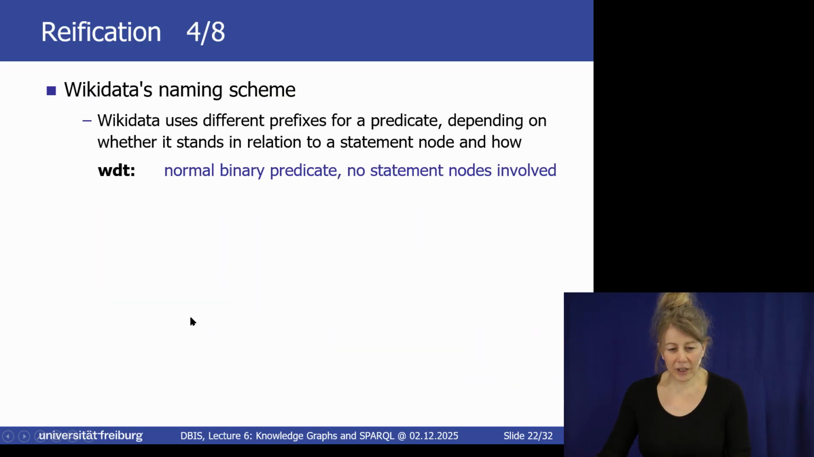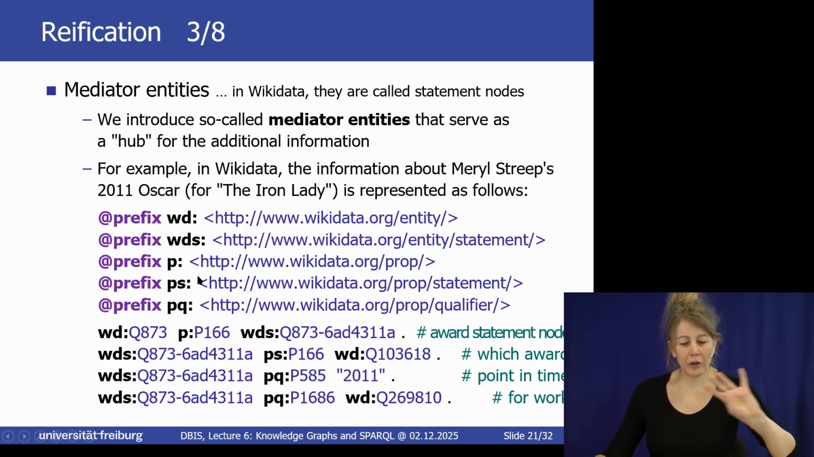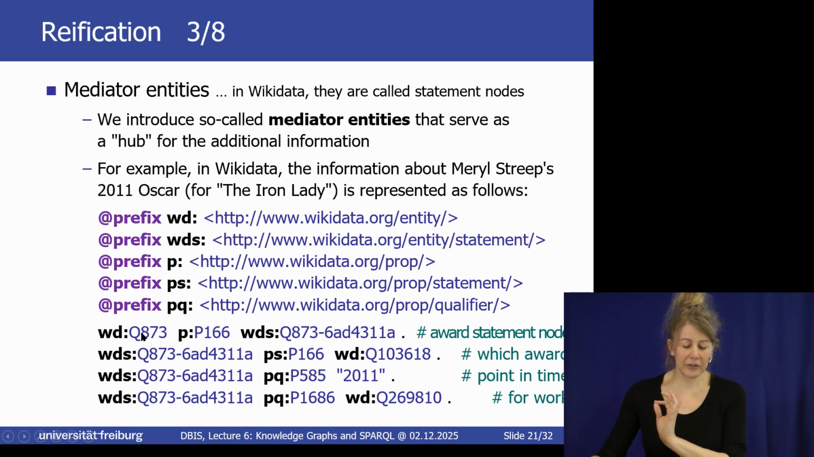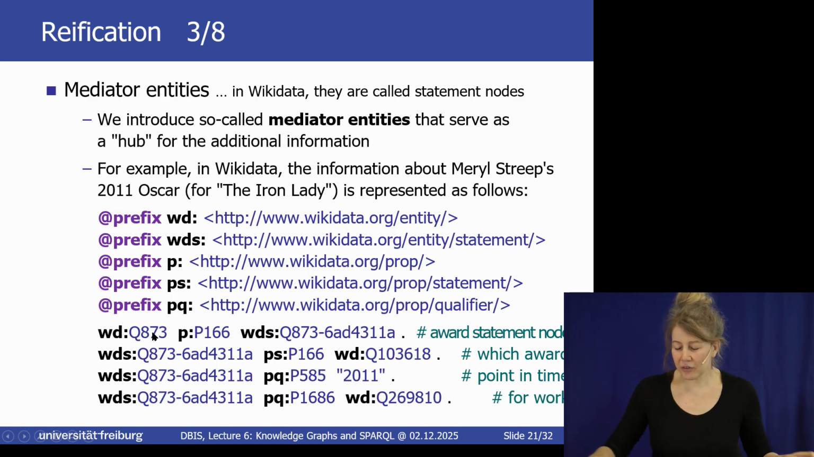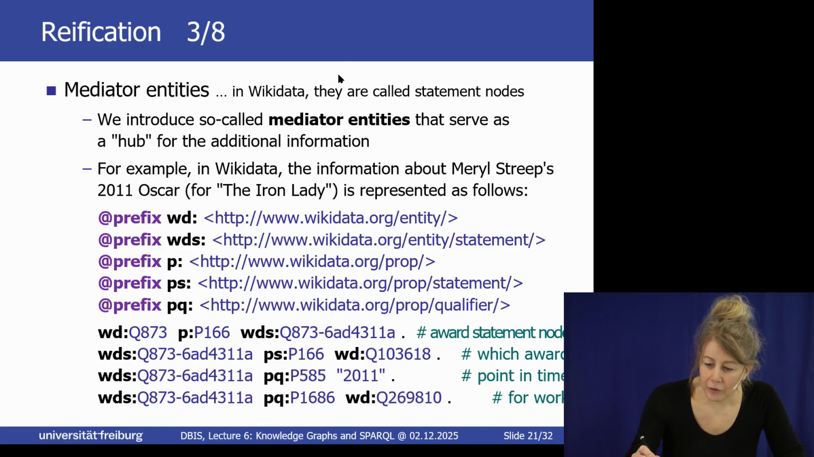So now we have a lot of prefixes here. Ignore the prefixes for a moment. Why do we have P, PS, PQ here? Forget about this. They just stand for something, and these are IRIs. So this is, and let me just write some things here. So you can look at it, try to understand it while I'm writing something. So this is something we have seen before. This Q873 thing, that is just Meryl Streep. That's nothing. So an actress.